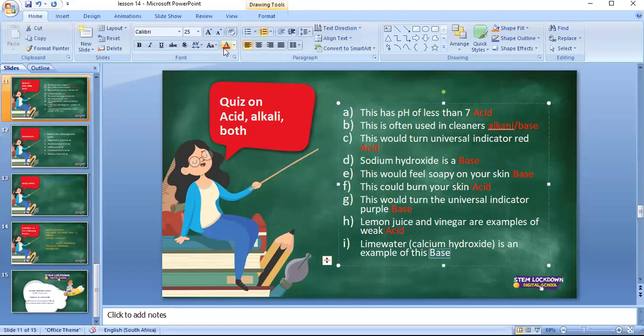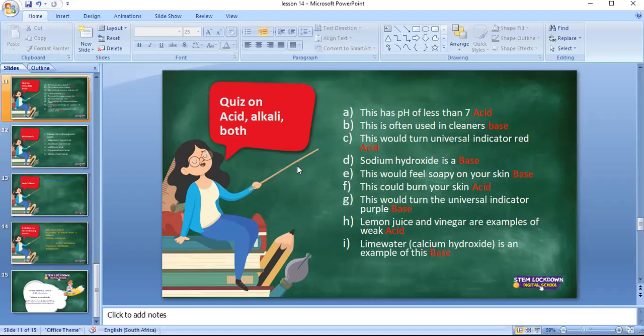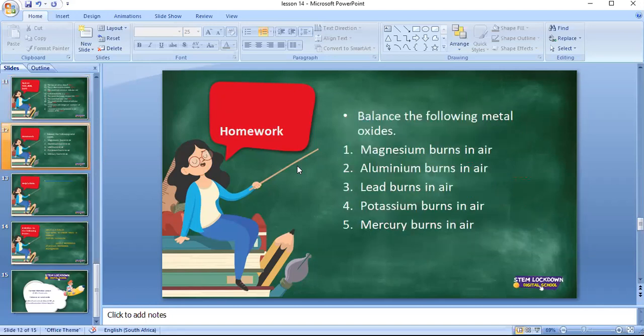Who got a total from this quiz? No one. We helped each other, all of us. Yes, I got a total. We've been working as a group now. Let's balance the following, grade nines. We are working as a group again.